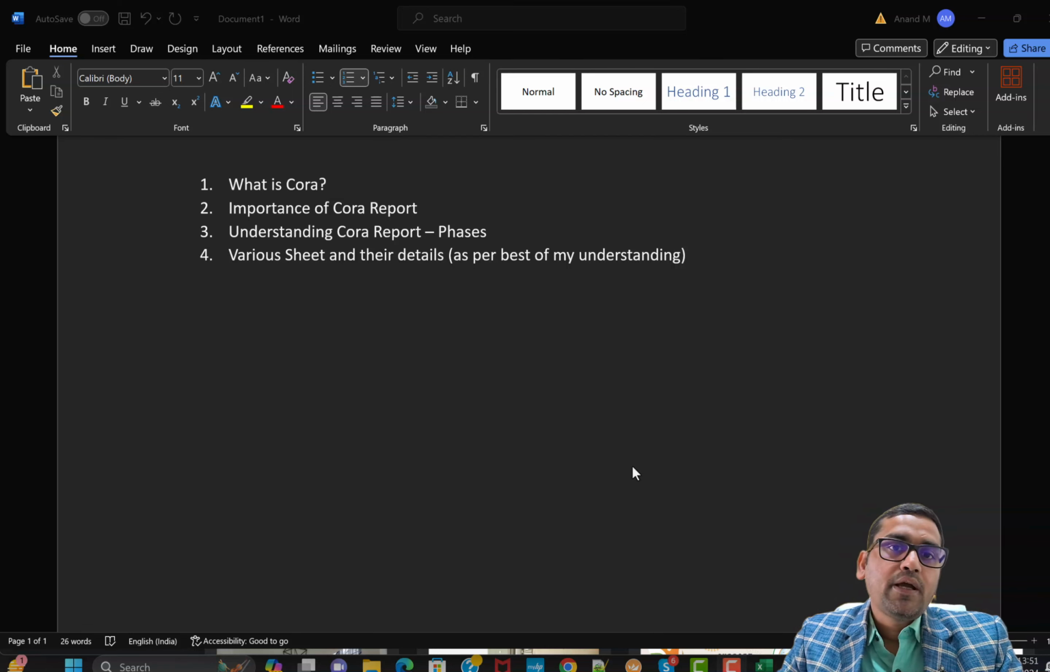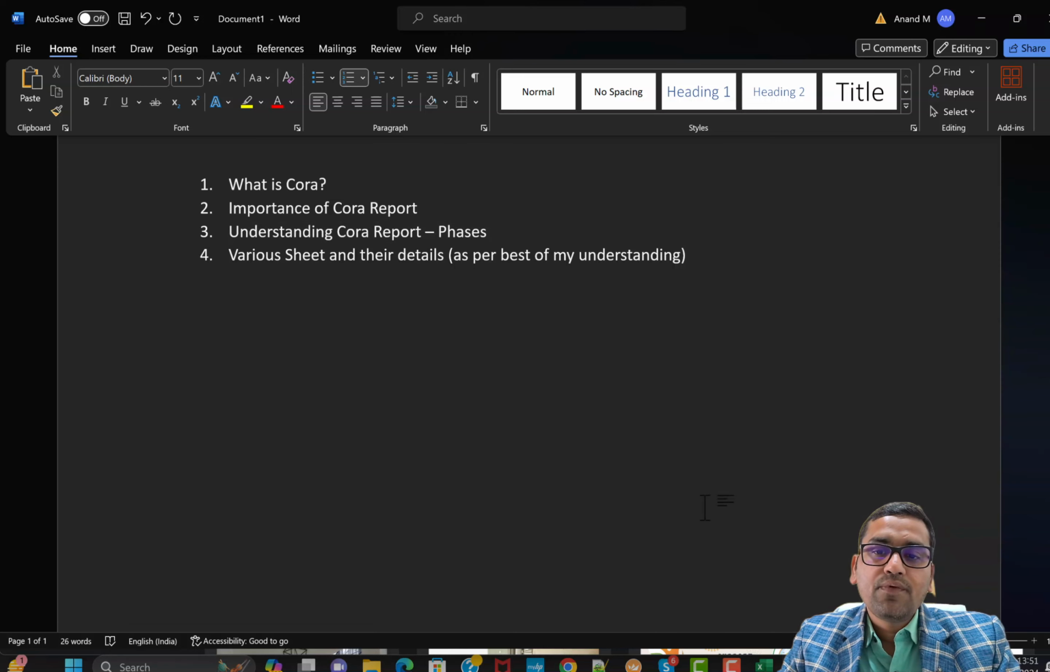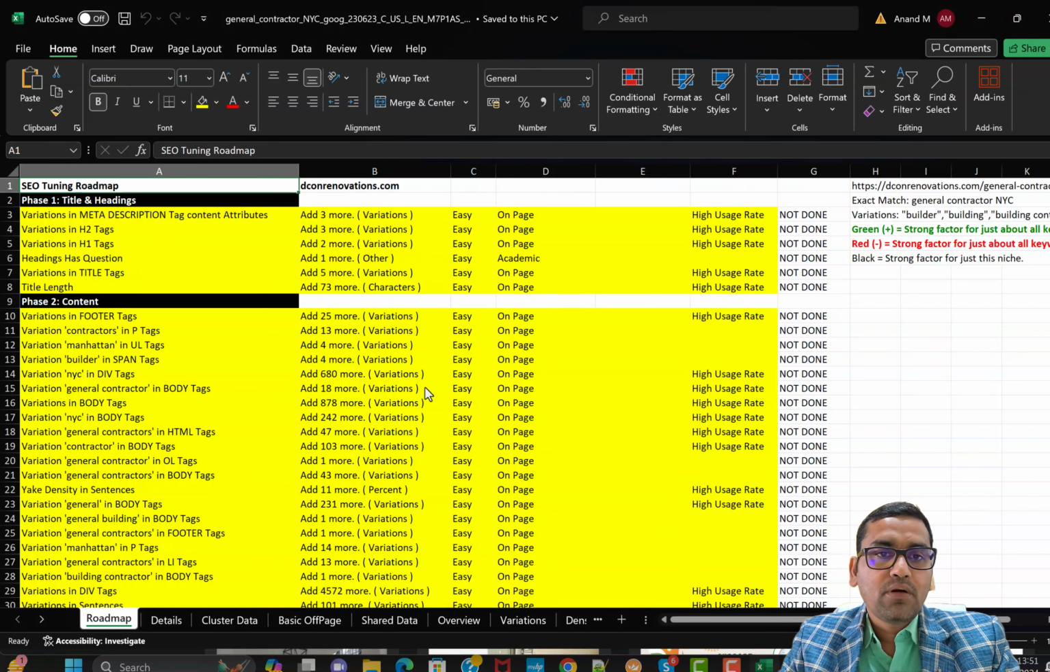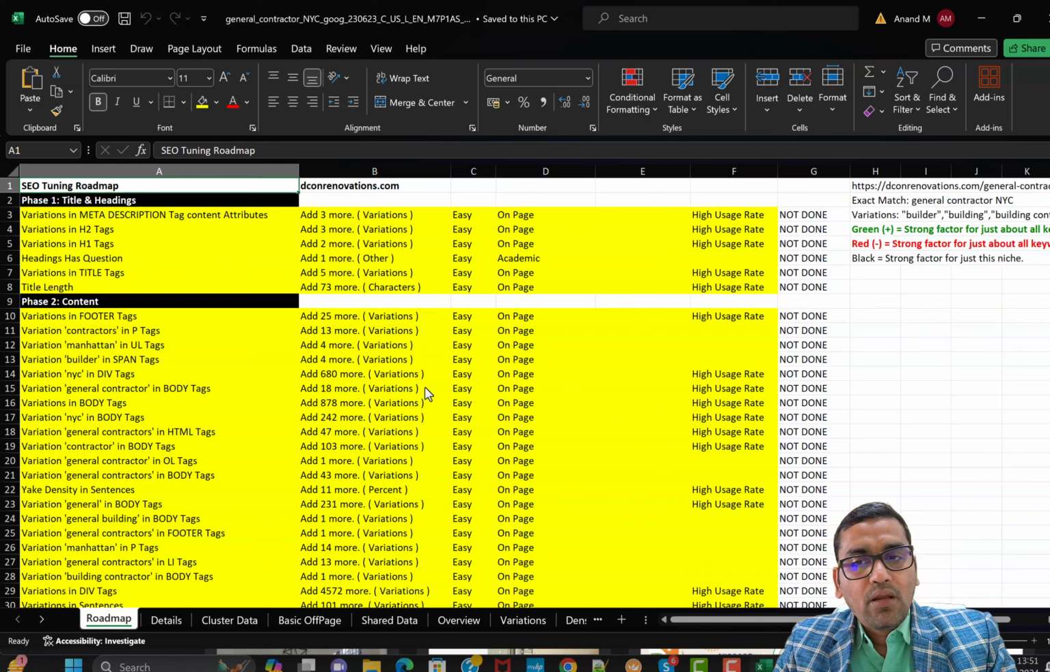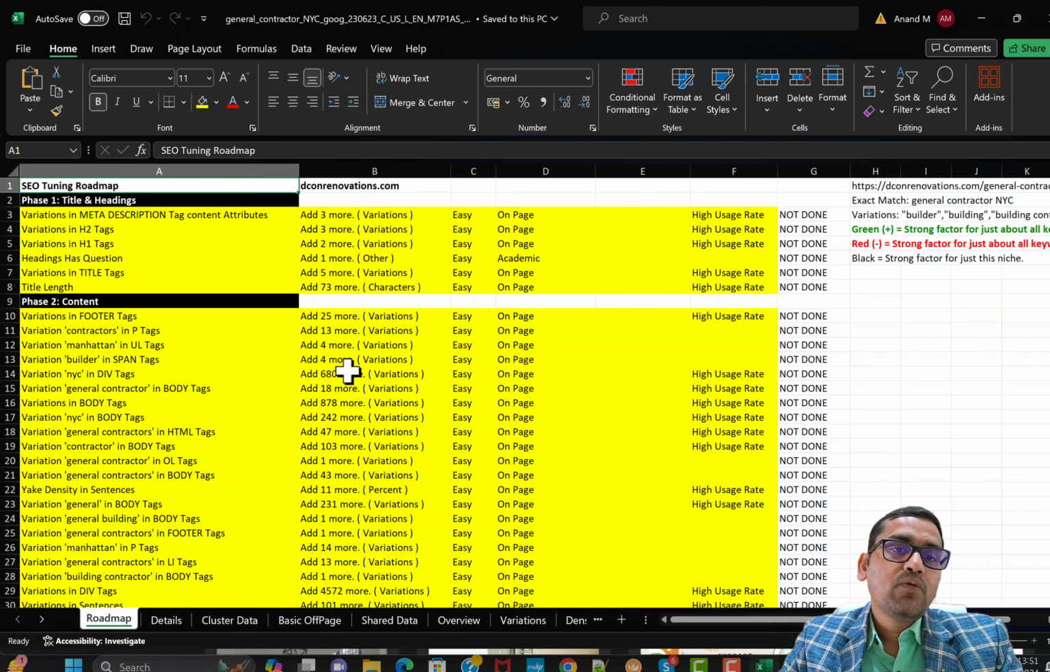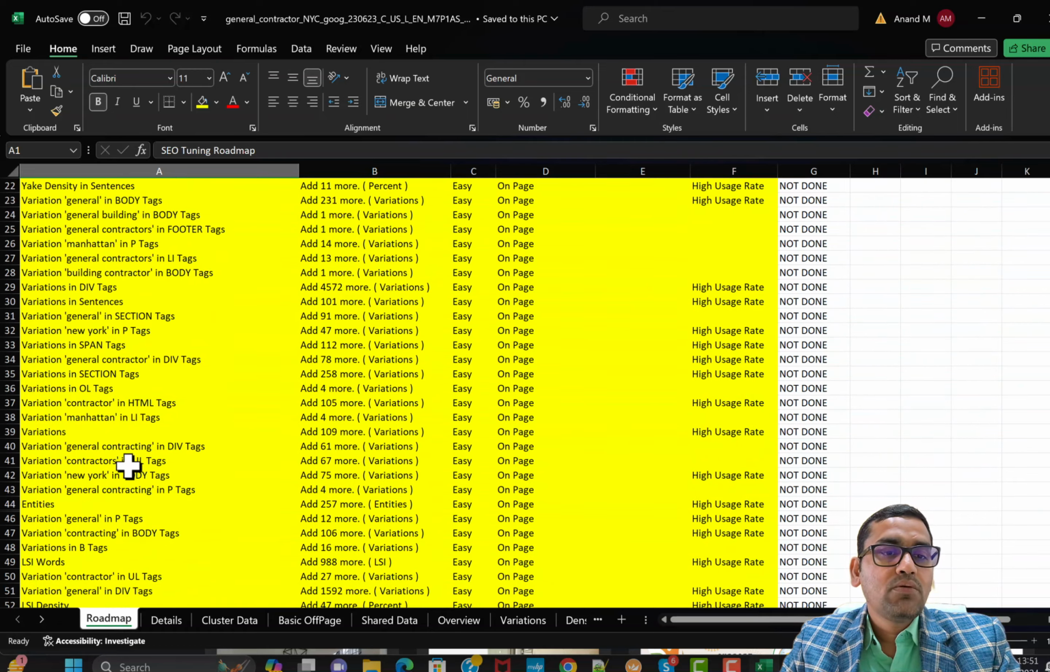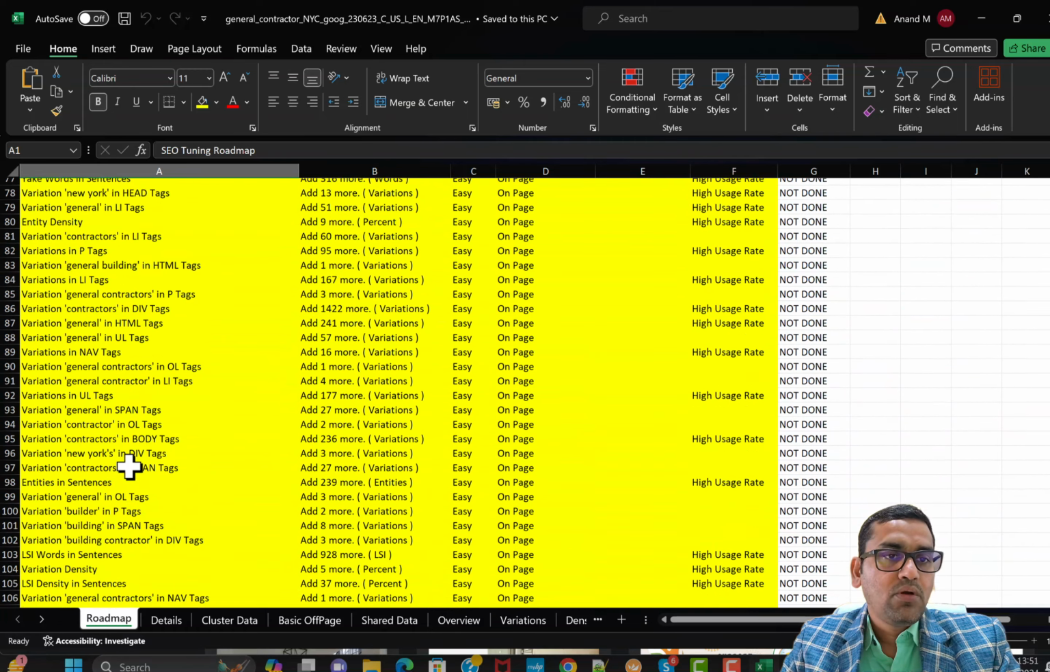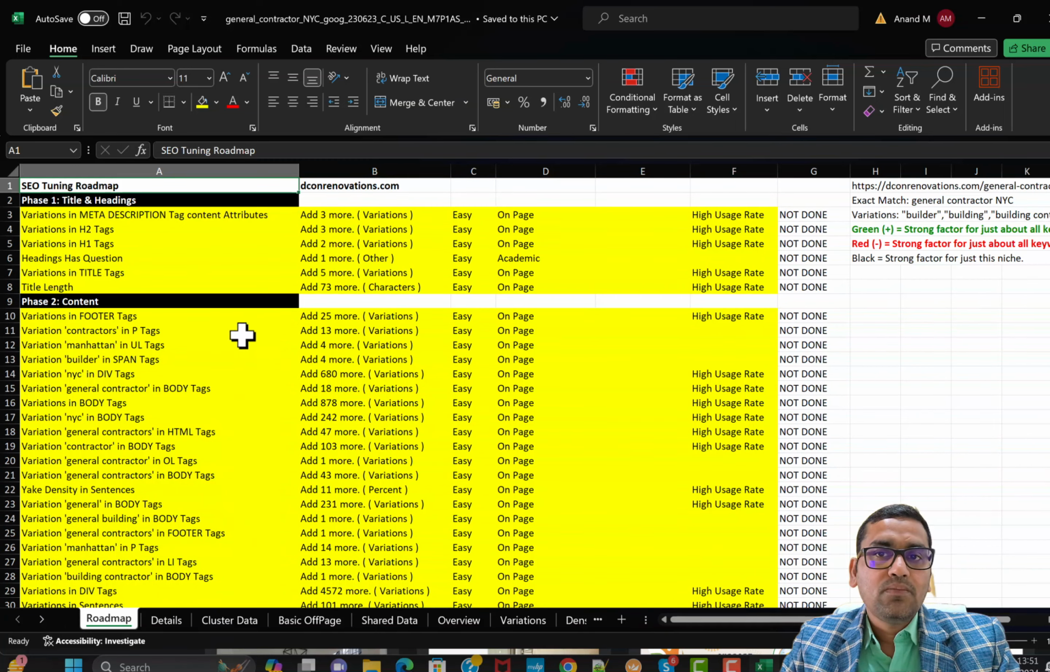Understanding the Cora report and phases. I have been in touch a few times with Ted, the developer and owner of Cora, and I got his consultancy. I mean, he provides free consultancy to their users. Based on my understanding from his words, when you open a Cora report, it basically has a roadmap. So the majority of things you need to do are related to the roadmap. So the majority of the time you need to focus on this one.